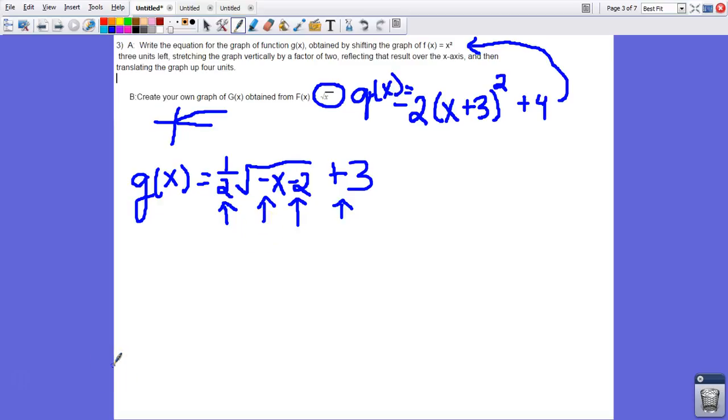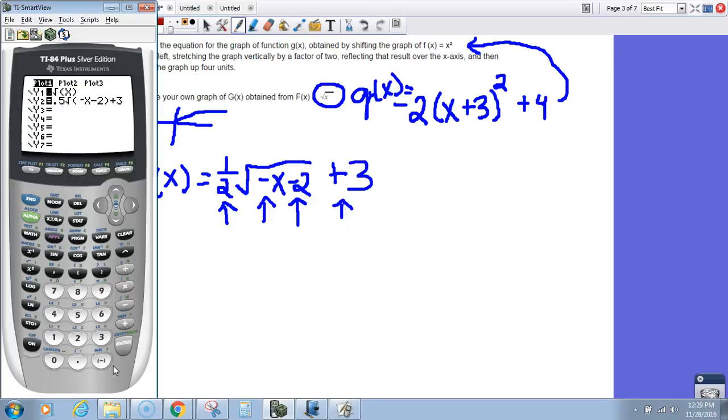Okay, and you can always use your calculator to check, like I said before. So I typed it into my calculator. The first one I typed the parent function, which was just the square root of x. The square root is second x squared. And then I did all of those things I said I would here. And then I just gave it a standard zoom, zoom 6. Okay, and there's my square root of x.